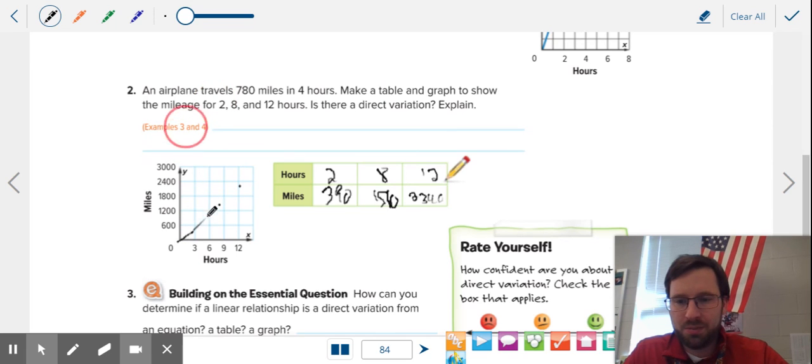Does that make a line? It looks close to a line to me. My graphing's close. Does it go through the origin? It has to, right? If you go 0 miles, obviously it goes 0 hours. So this is a proportion. I've just explained it verbally.